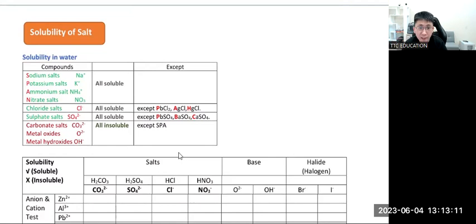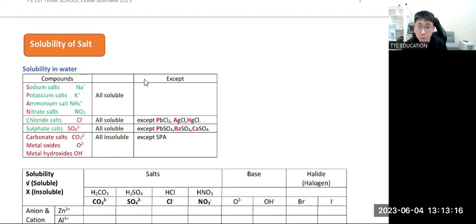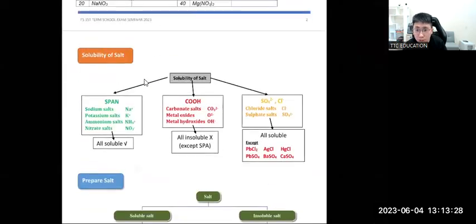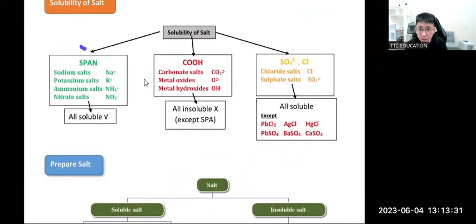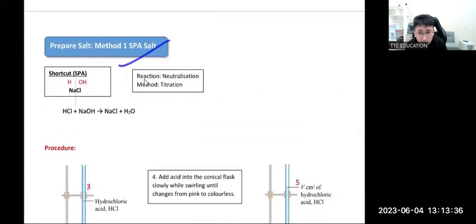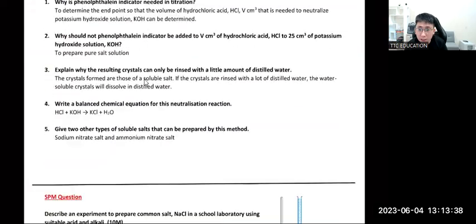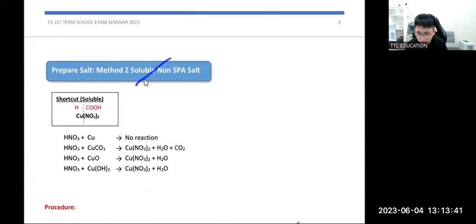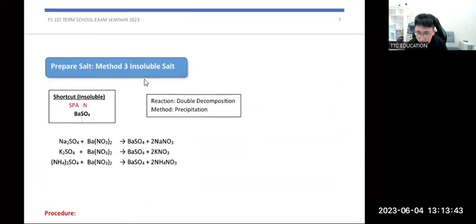Salt is the one that is very hard, and they always give it out in exams. So we're going to cover the solubility of salt. In salt there are multiple topics where you should at least know the big picture. You see we've got solubility of salt, and then salt preparation: method 1, method 2, and method 3. So there are three ways of salt preparation.